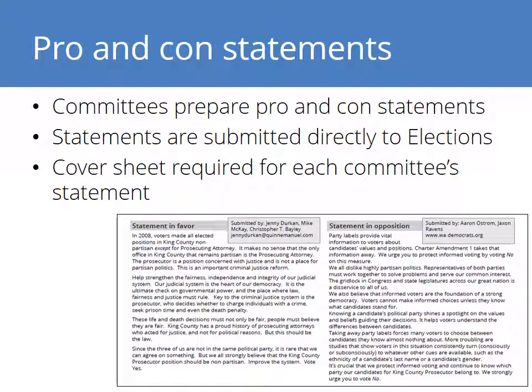The pro and con committees prepare the statements in favor of and in opposition to a ballot measure. The statements are submitted directly to King County Elections, not through the jurisdiction. A cover sheet, which is included in the local voters pamphlet packet, is required for each committee's statement. All statements must be received no later than 4:30 p.m. on the day of the deadline. No late submissions will be accepted.